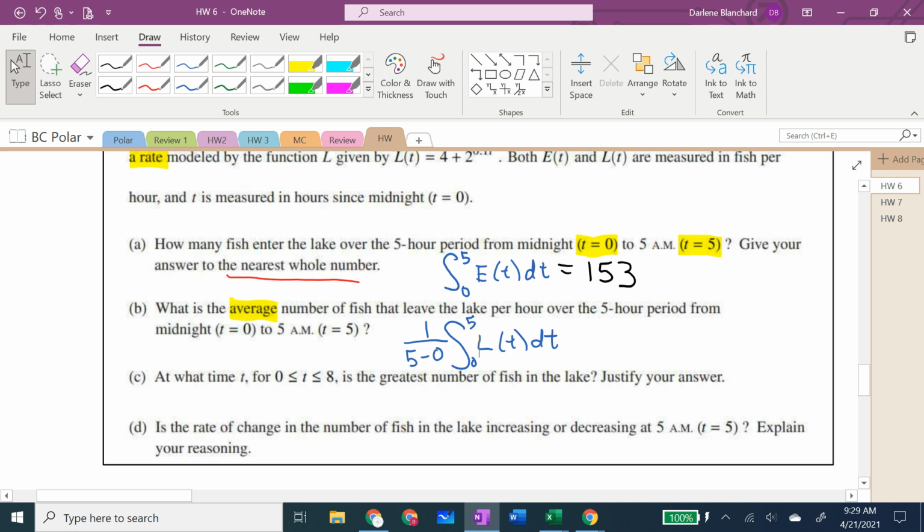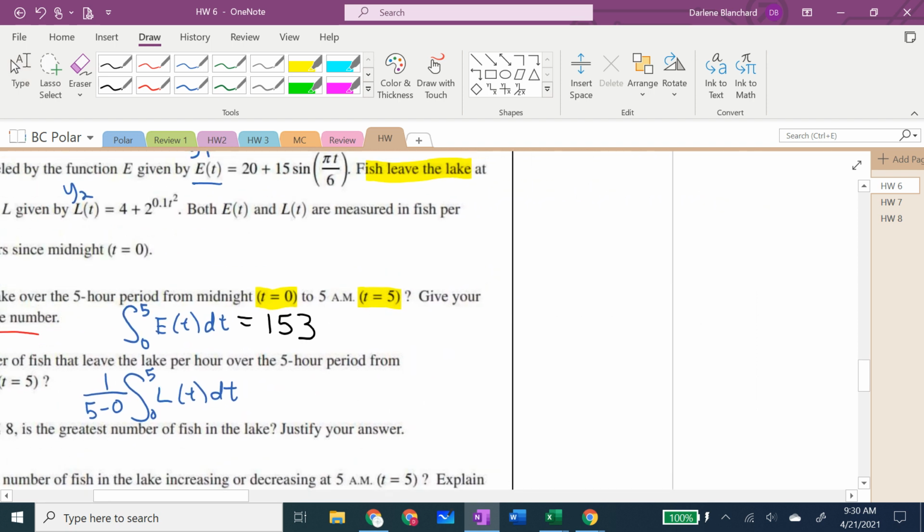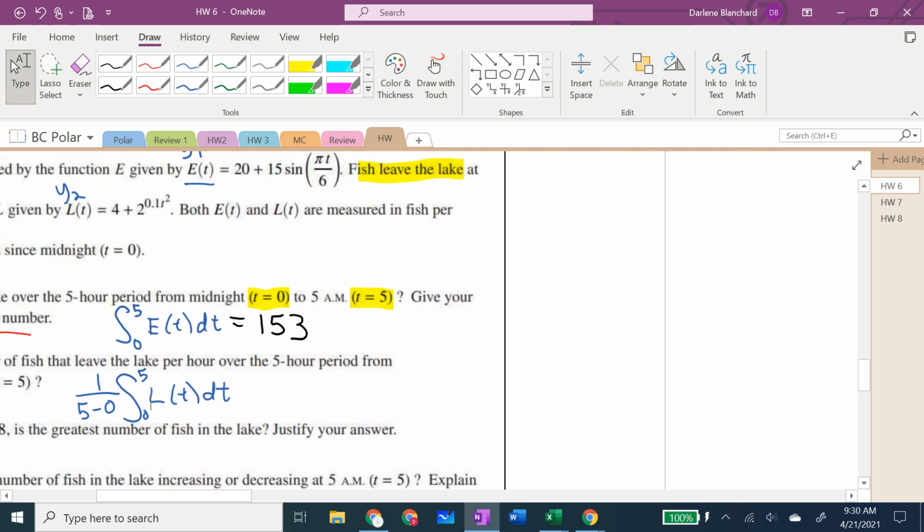C, at what time between 0 and 8 is the greatest number of fish in the lake, and we need to justify our answer. So we want to look at what is the total number of fish in the lake. The total number of fish in the lake is the integral of these two. Oh, we've got 10 minutes left. Darn it. Wanted to get more done.